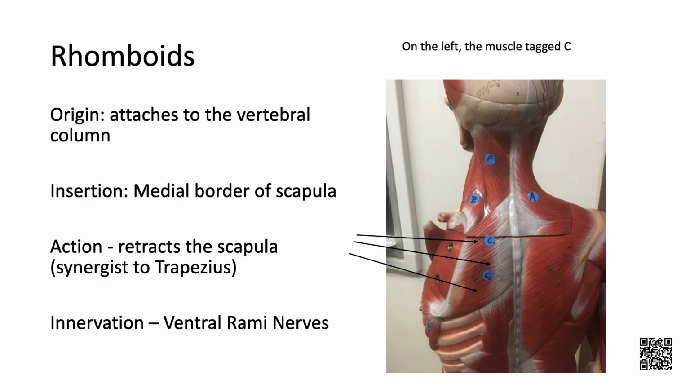Rhomboids attach from the vertebral column to the medial border of the scapula. Their action is to retract the scapula, pulling it medially toward the spine. They also synergize with trapezius. Innervation, ventral rami nerves. When you pinch your shoulder blades together, that's rhomboids at work.